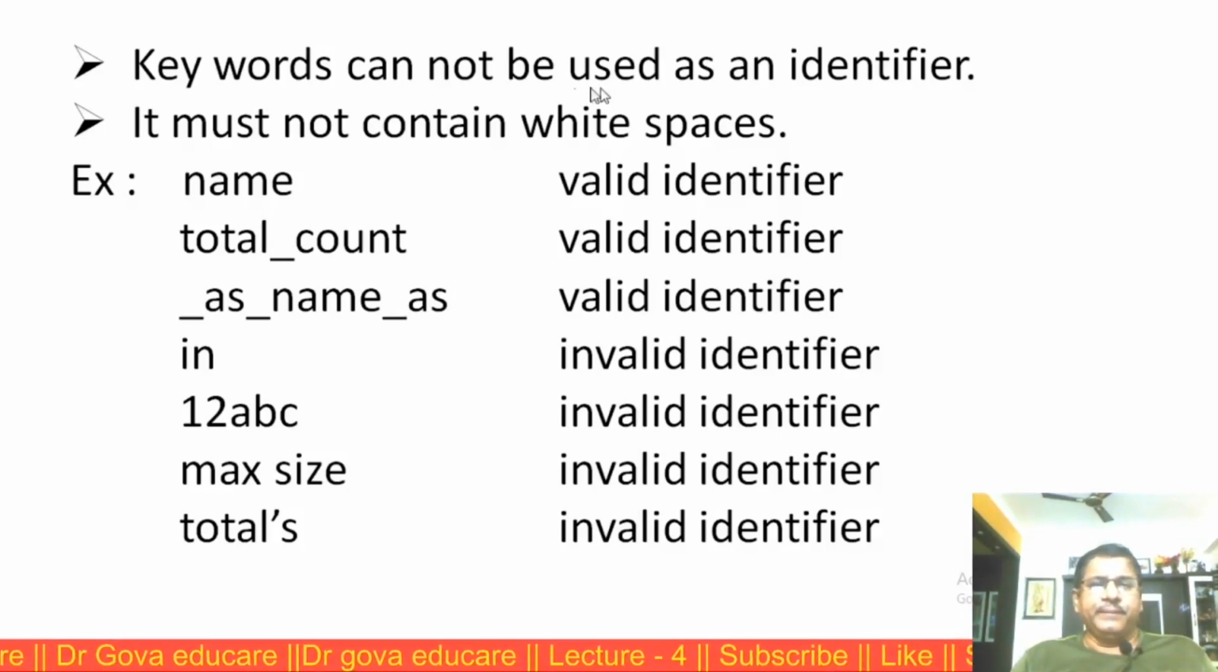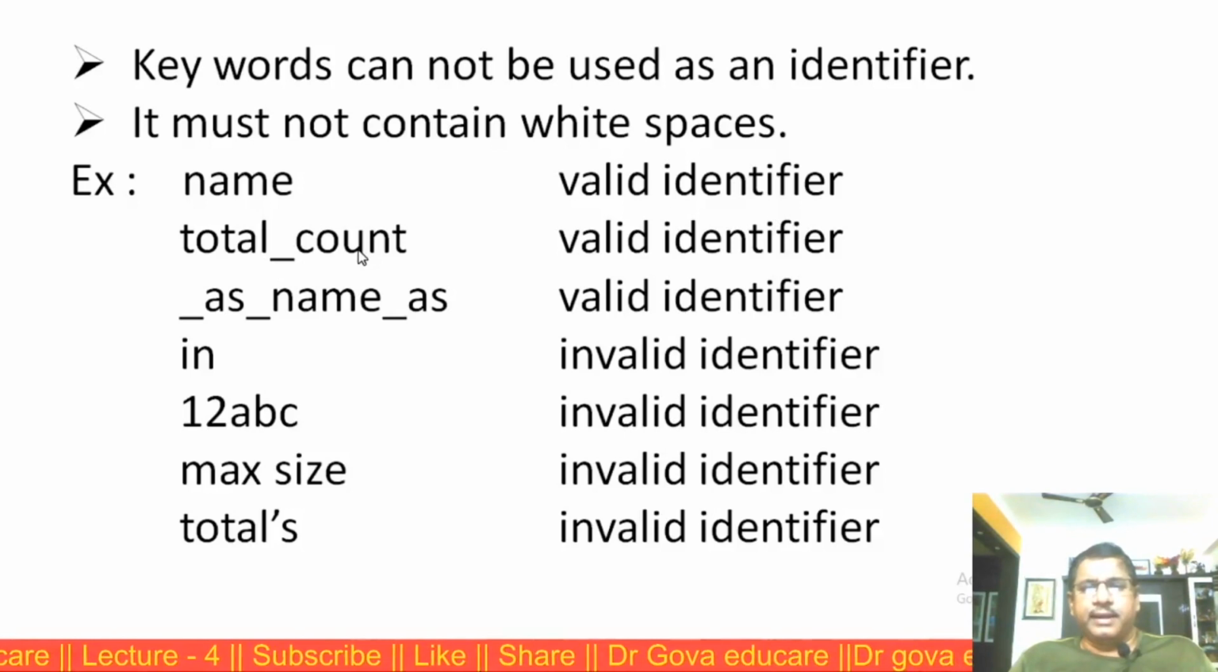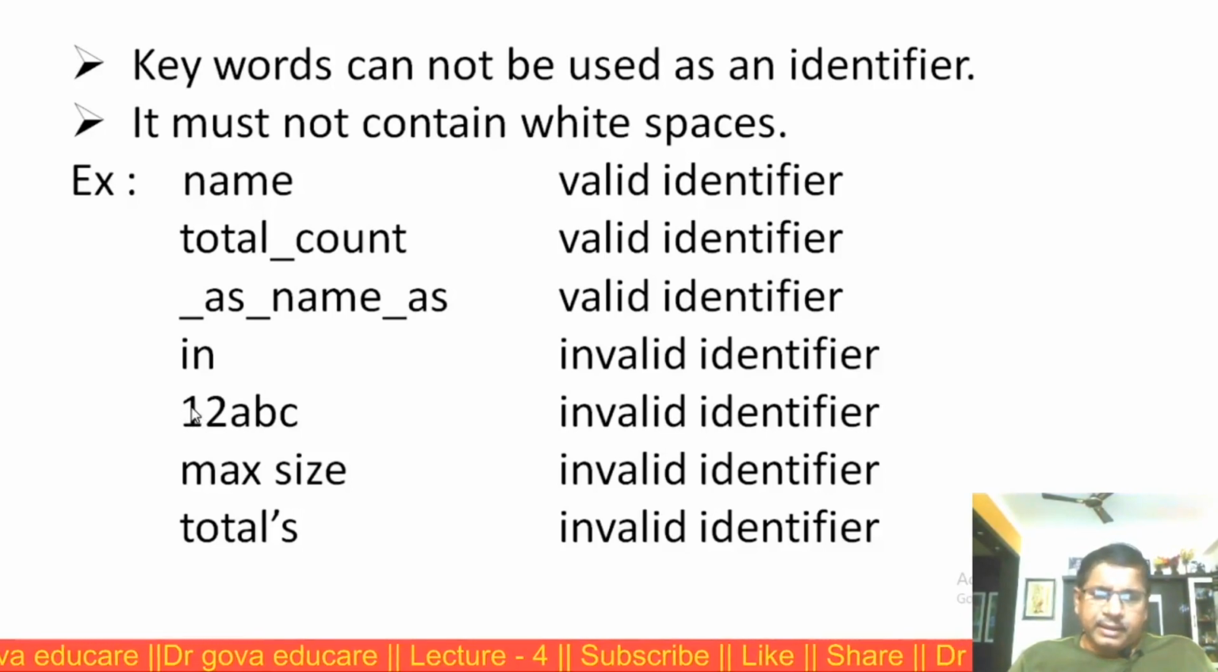Now these are the examples. name is a valid identifier. total_count is a valid identifier. _name_ is a valid identifier. in is an invalid identifier because it is a keyword. 123ABC is an invalid identifier because the first symbol is a digit here; it must be some letter.